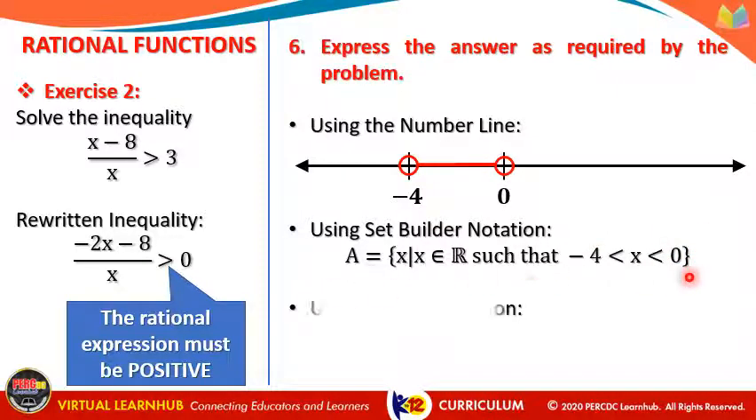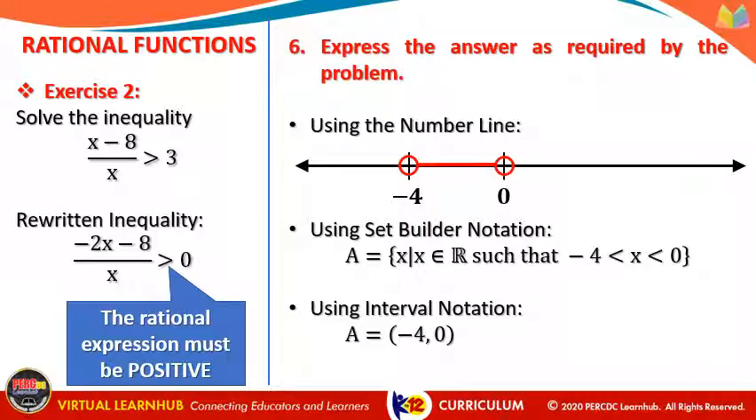Paano naman yung interval notation? Ito madali lang, di ba? Ang endpoints natin ay negative 4 at 0. Yung saktong negative 4, hindi kasama, kaya parenthesis. Yung saktong 0, hindi rin kasama, kaya ito ay parenthesis din. And there you have it. Ito na ngayon yung mga iba't ibang paraan para sabihin natin ang solution ng x minus 8 over x is greater than 3. Practice lang po tayo sa algebra natin para hindi po tayo malito.